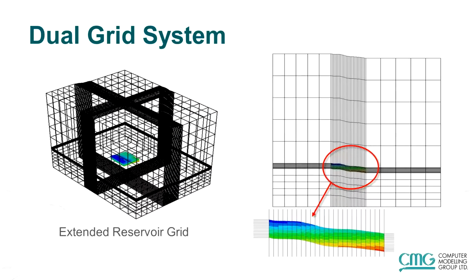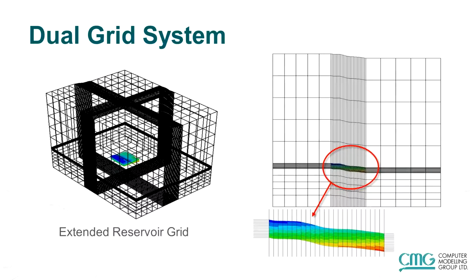Before we go on further and I show you a demo, I also want to tell you about the dual grid system. This is one of the advanced features of CMG software, and what it lets you do is choose your reservoir grid as refined or as coarse as you want, and you are able to superimpose a dual grid on top of the reservoir grid.